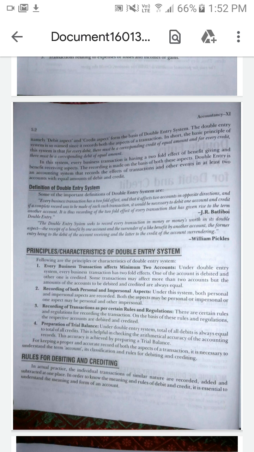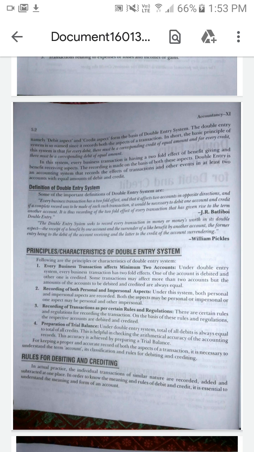Next is the preparation of the trial balance. What is the trial balance? In the next two or three chapters we will study it. The double entry system is the base for all types of accounts, so the total debit balance should always be equal to the total credit balance.